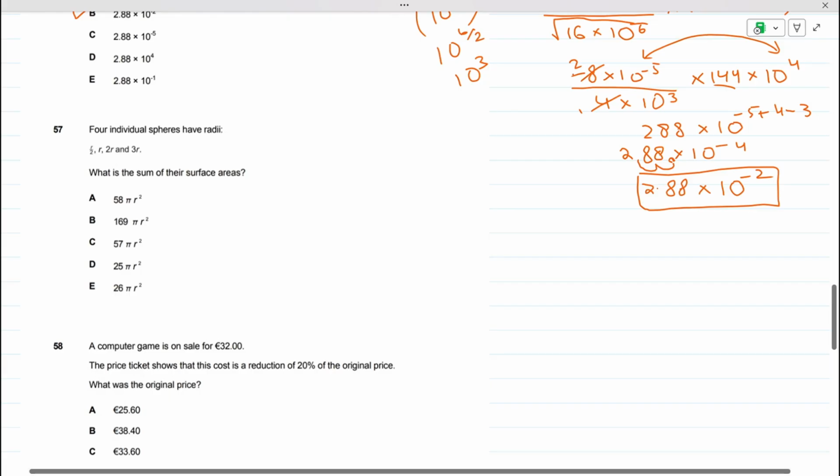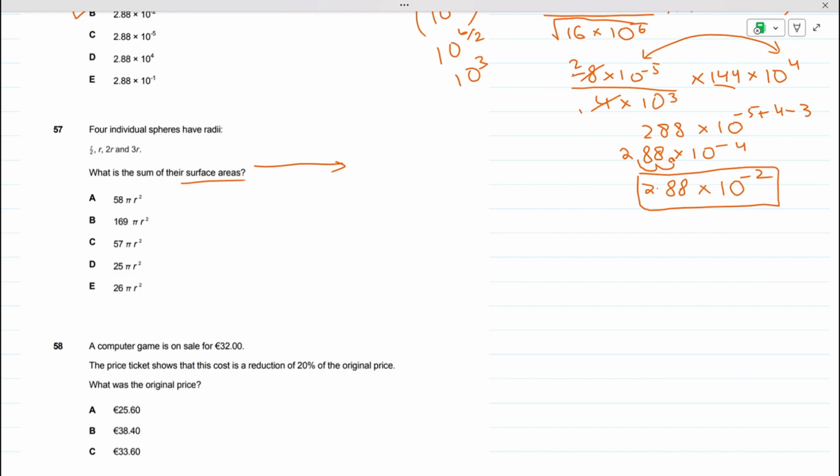And now our 57th question is, 4 individual spheres have radii. So 4 different radii are given to us. What is the sum of their surface areas? So initially we are supposed to find surface area of each sphere, and then we are just supposed to sum those all surface areas, right? So the formula for finding the surface area of the sphere is 4 pi r square. Circumference of the circle is 2 pi r, right? And the surface area of the sphere is 4 pi r square.